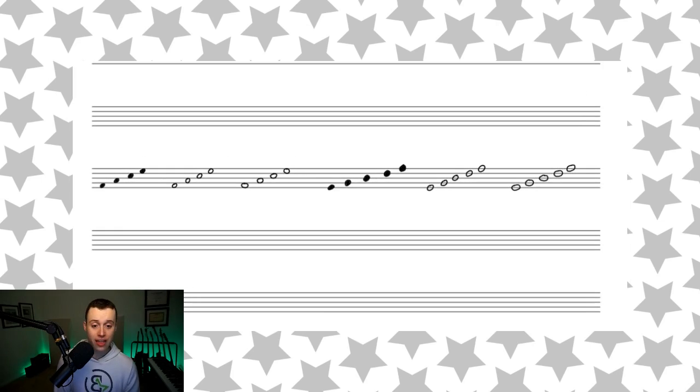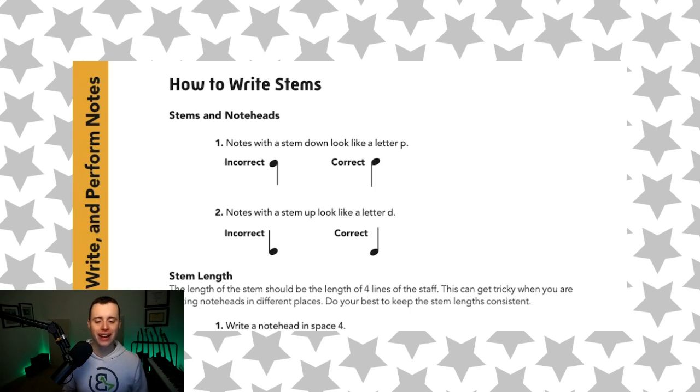Okay, so that is writing note heads closed and the two styles of open in lines and spaces of the staff. Practice doing this a whole bunch of times. I will see you in the next lesson. In the last lesson, you learned all about how to write note heads. Now, in this lesson, you're going to learn about how to write stems.